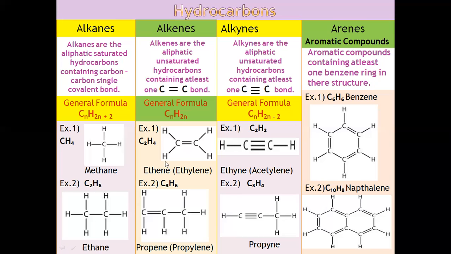For example, C2H6 is called ethane. Ethane contains 6 hydrogen atoms, and ethyne is the alkyne. It contains only 2 hydrogen atoms. That means 4 hydrogen atoms less than the parent alkane.